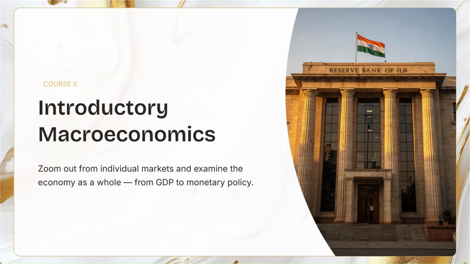The second course is Introductory Macroeconomics. Unlike microeconomics, which studies individual markets, macroeconomics examines the economy as a whole. It helps us understand questions such as how national income is measured, why inflation occurs, how governments prepare budgets, and how central banks influence economic activity. It provides the broader picture of how economy functions.